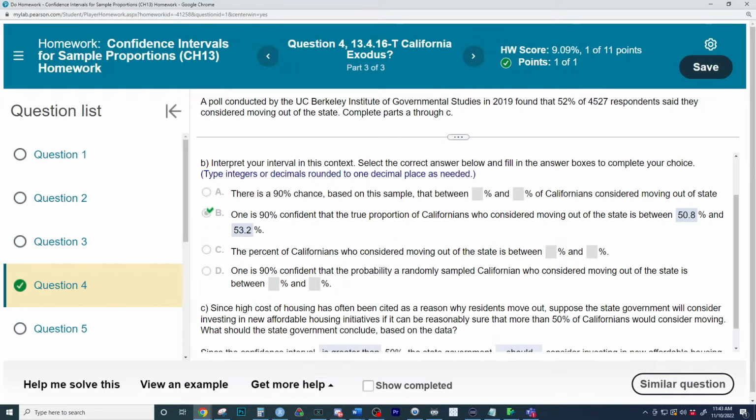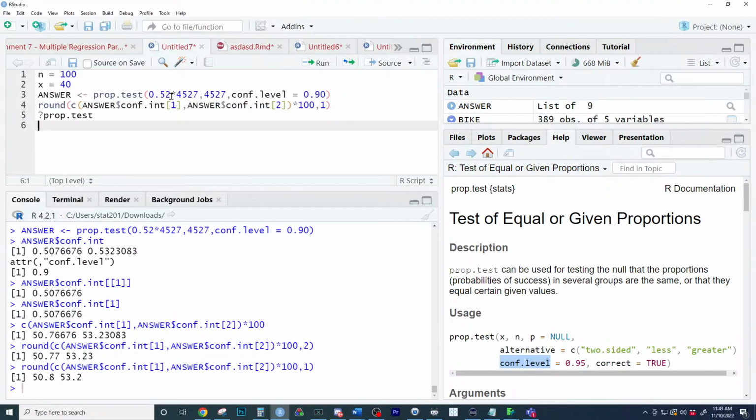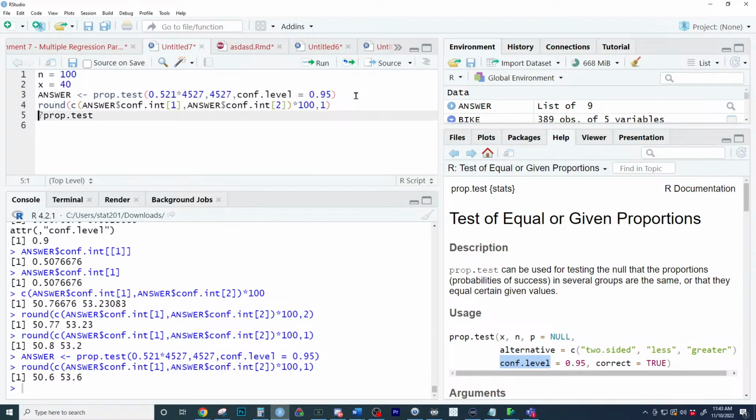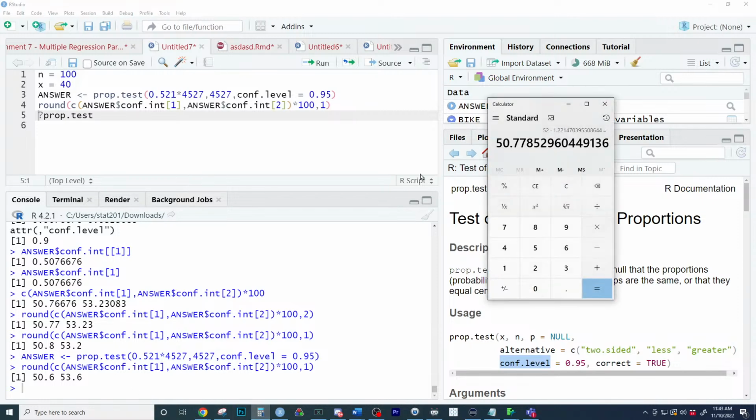Okay, so yours says that the proportion is 52.1. Here, we'll just run it with the analytics. Your numbers should be 95% confident. So I'm going to run it here in R. If you have 52.1, 4527, same number there, and 95% confidence, are your answers very close to those right there? That should be close to it. And then I could check the work right here.